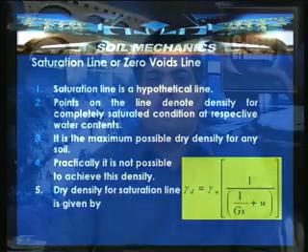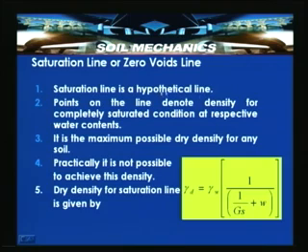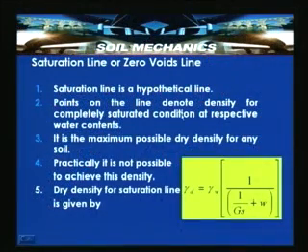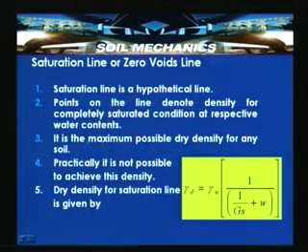Now, let us discuss this particular saturation line, the 100% saturation line or zero air voids line. The saturation line is a hypothetical line. We said that in the field it is not possible to achieve this density, but this is a hypothetical line which exists on the right side of the compaction curve, and points on the line denote the density for completely saturated conditions at respective water contents. It is not possible to achieve this density because the air cannot be shunted out of the voids. It is the maximum possible dry density for any given soil, and practically it is not possible to achieve this density. That is what we have discussed earlier also.